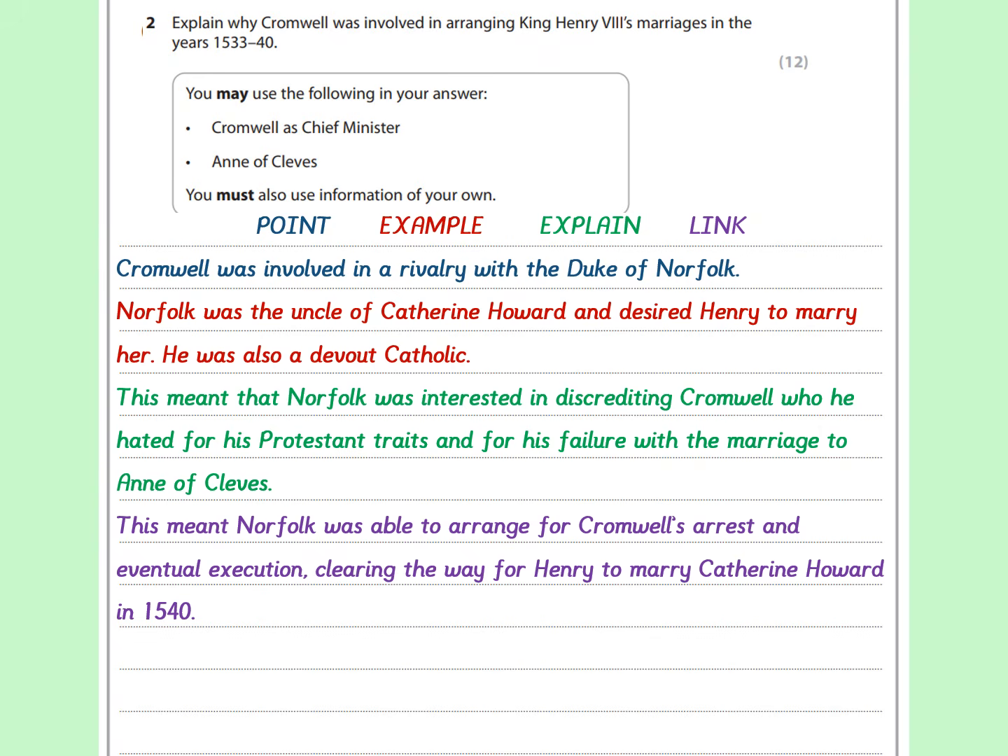Alright, all of this is accurate. It's about marriages. But is it actually relevant to the question? Well, what I've actually done here is I've accidentally strayed into the realms of talking about the Duke of Norfolk and not Cromwell. Although he gets a very brief mention, it's not relevant to the question. So unfortunately, none of this would actually get any credit, despite the fact that it's basically factually accurate.